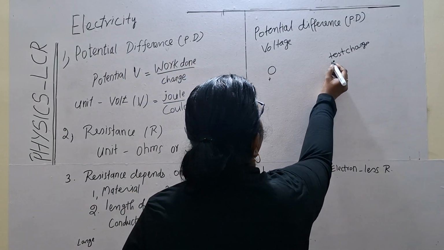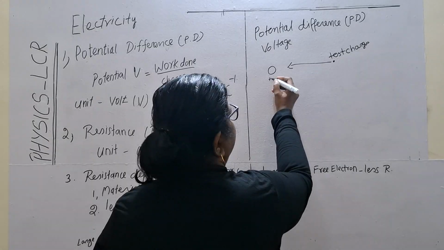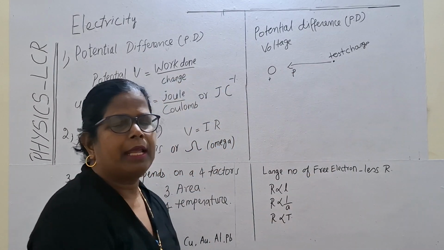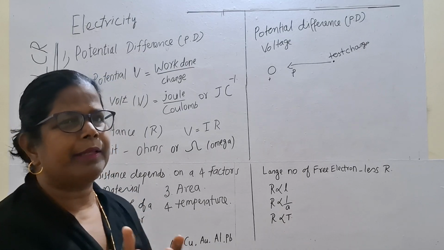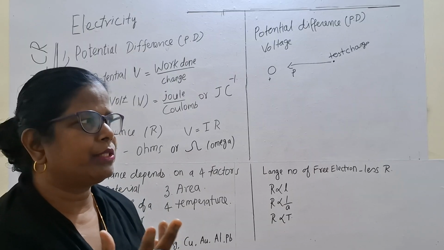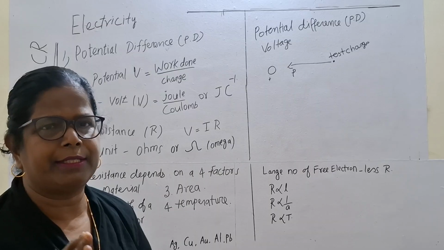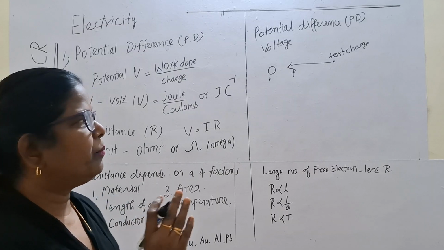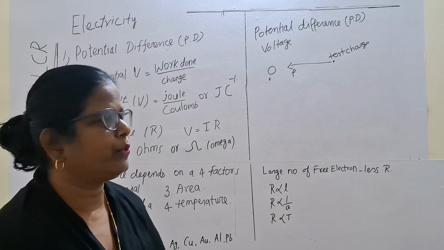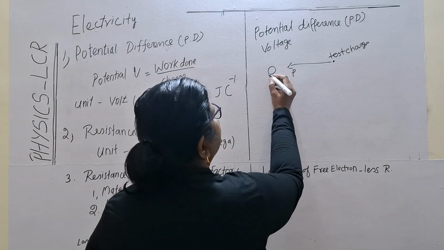This test charge is brought nearer to the positively charged body. Here we bring the electron, as in the book. Initially they said it is a positive charge, but actually an electron is a negatively charged body. Still, here we say the test charge is a positive charge. This test charge we are bringing nearer to the positively charged body.